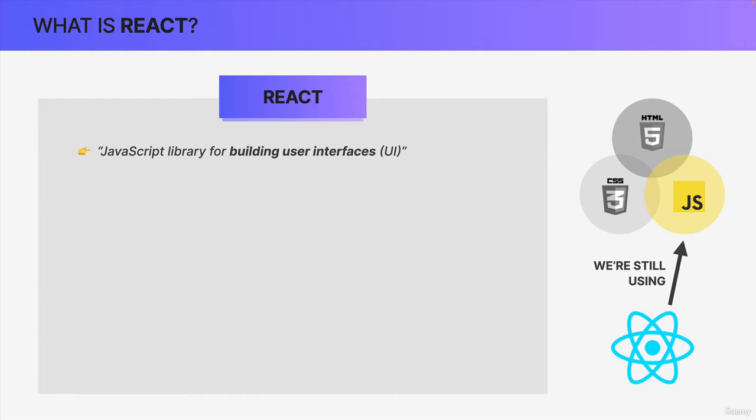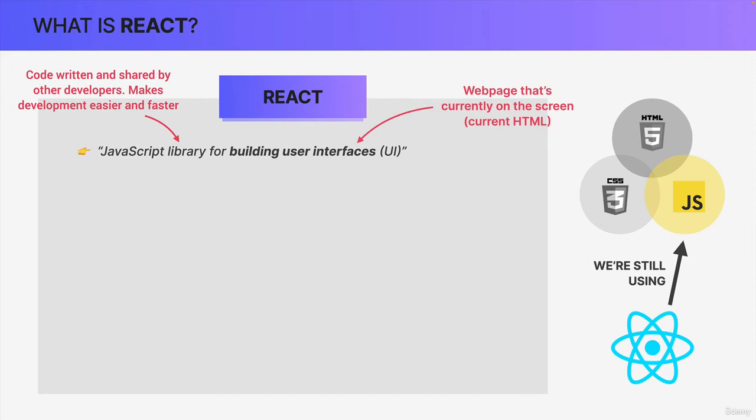The library is simply code that was written and shared by other developers, to make it a lot faster and easier for us to build front-end web applications. So we're basically going to use some pre-written JavaScript functions and conventions in order to program our own application. And by the way, by user interface, we essentially mean the web page that's currently being displayed on the screen. So basically the current state of the DOM.